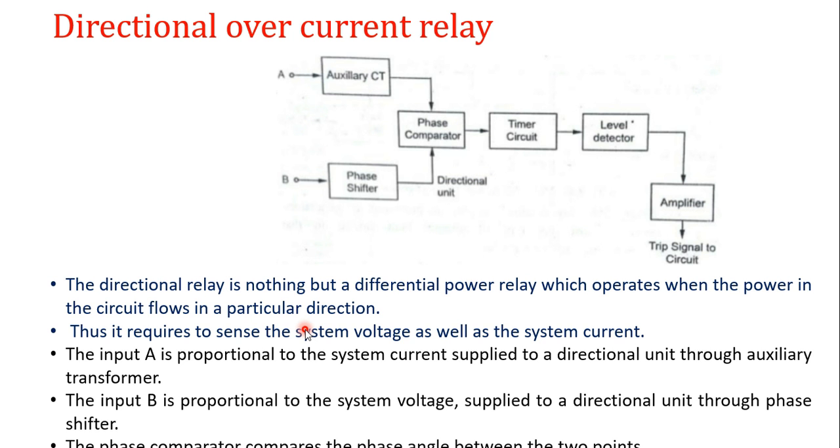So the input A is proportional to the system current and it is given to the directional unit through an auxiliary transformer. Input B is proportional to the system voltage and it is given to the directional unit through a phase shifter. The phase comparator compares the phase angle between these 2 inputs. So it requires sensing the voltage and the current. So power flow direction is determined. It works based on the direction of power flow.